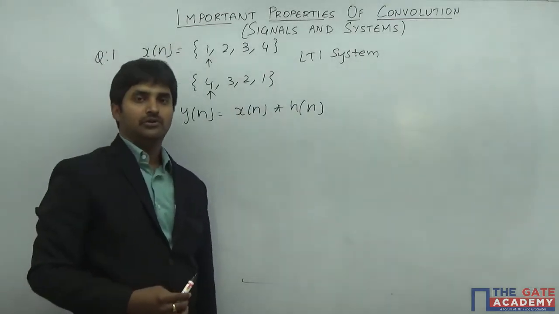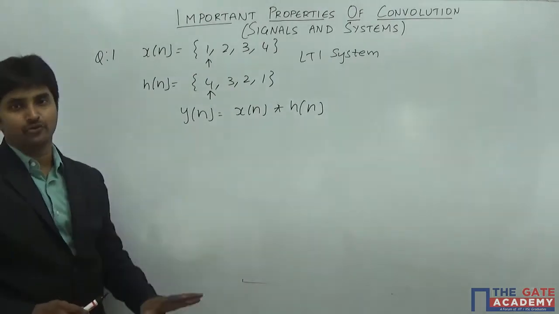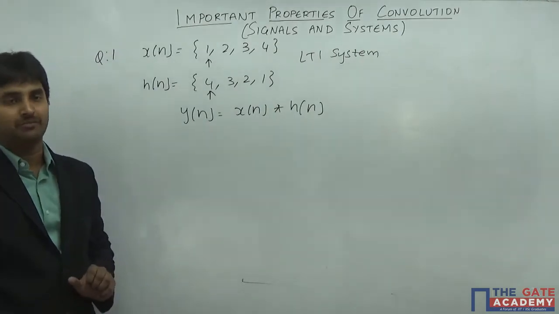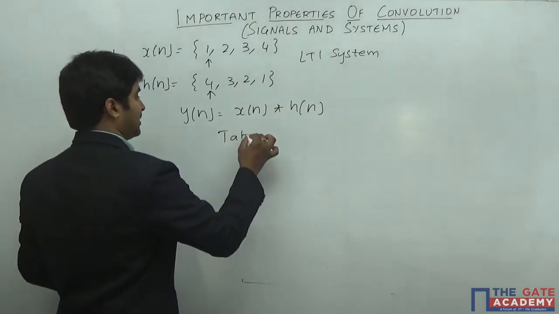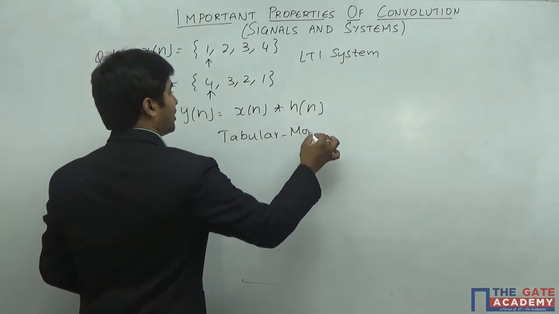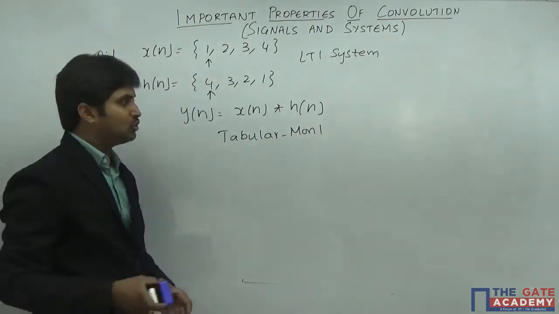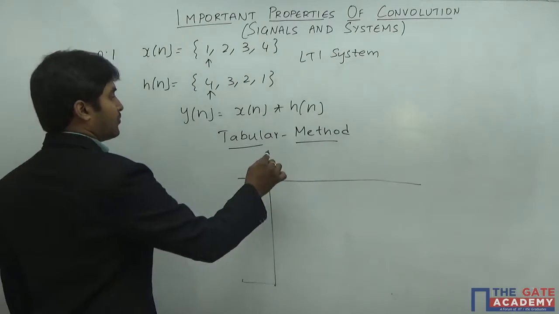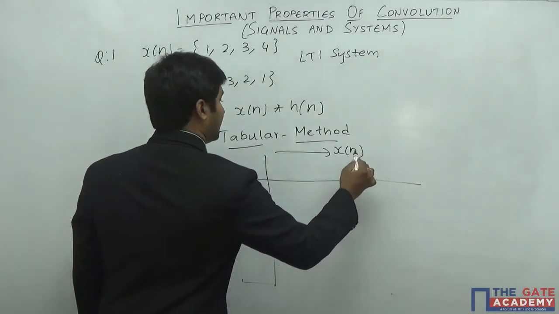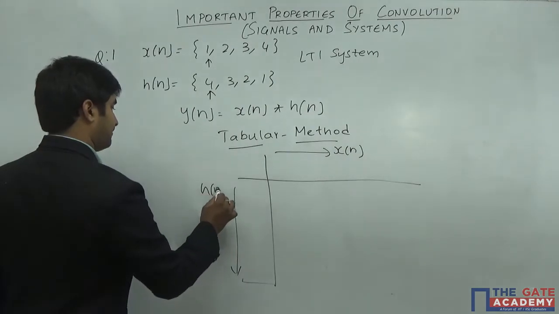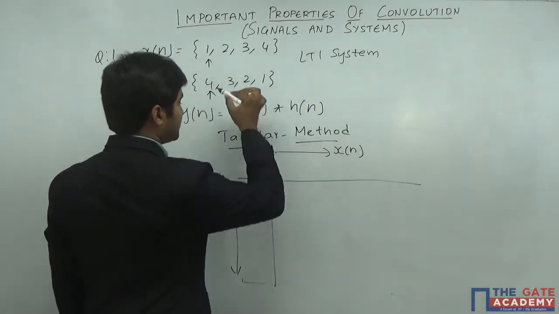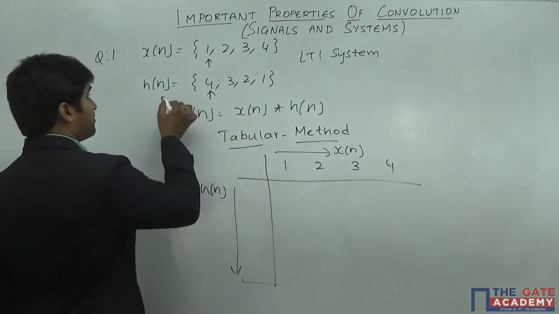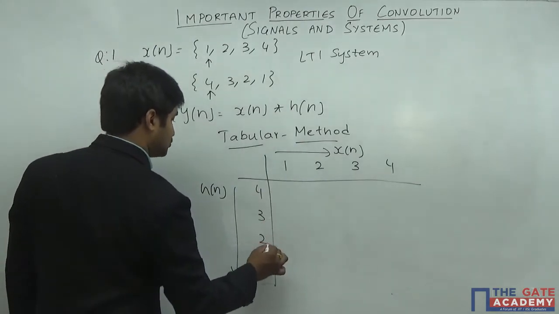To solve the problem, we generally don't use the direct method. Of course, we can use the direct method, but in the examination, we generally don't. We go for the shortcut method, which is nothing but the tabular method. The tabular method is the preferred shortcut whenever you want to convolve two finite length sequences. So here I want to write x of n, and here I want to write the samples of h of n. The samples of x of n are 1, 2, 3, 4. The samples of h of n are 4, 3, 2, 1.